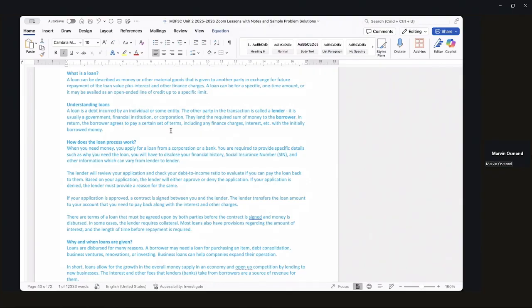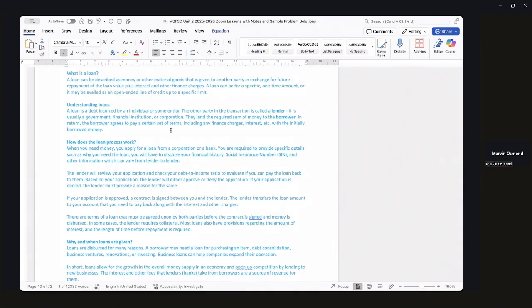How does the loan process work? Well, you don't just walk into a bank and ask for money and they give it to you, especially large sums of money. So you apply for a loan, and then you are required to provide specific details, such as why you need the loan. You will have to disclose your financial history, usually your social insurance number, and other information which may vary from lender to lender.